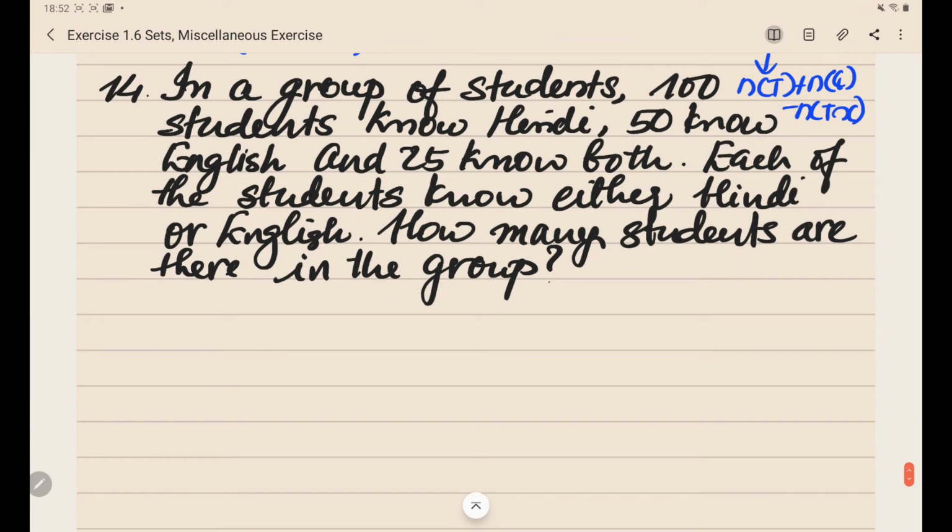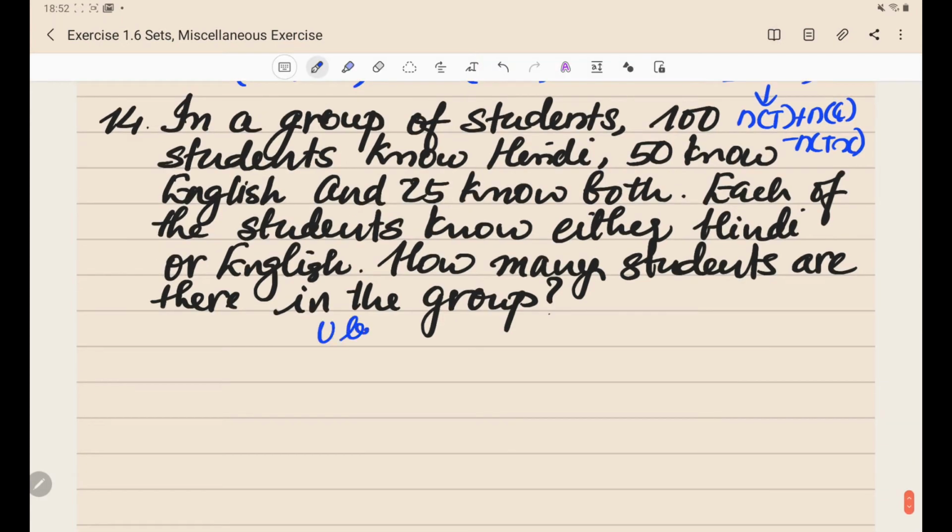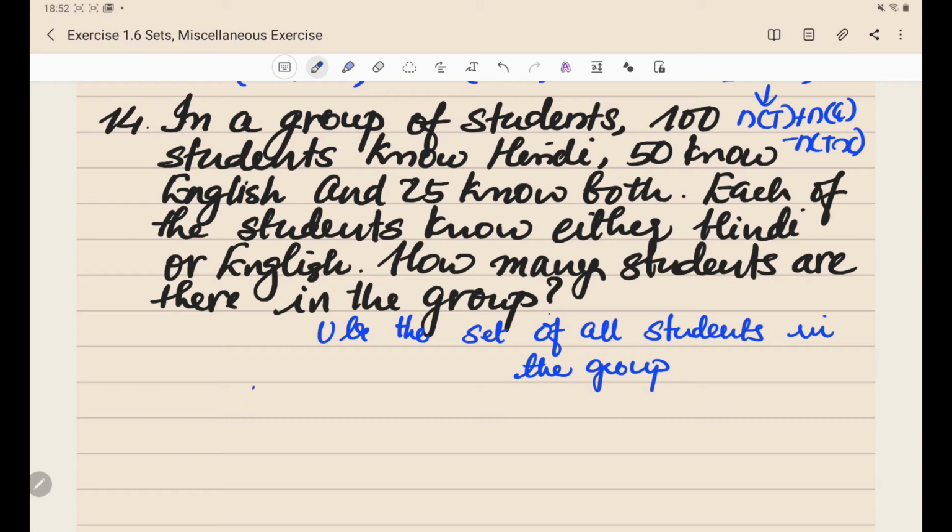In a group of students, 100 students know Hindi, 50 know English and 25 know both. Each of the students knows either Hindi or English. How many students are there in the group? So again, let U be the set of all students in the group, and E be the set of all students who know English. Again, H be the set of all students who know Hindi, and we know that H union E is equal to the universal set.